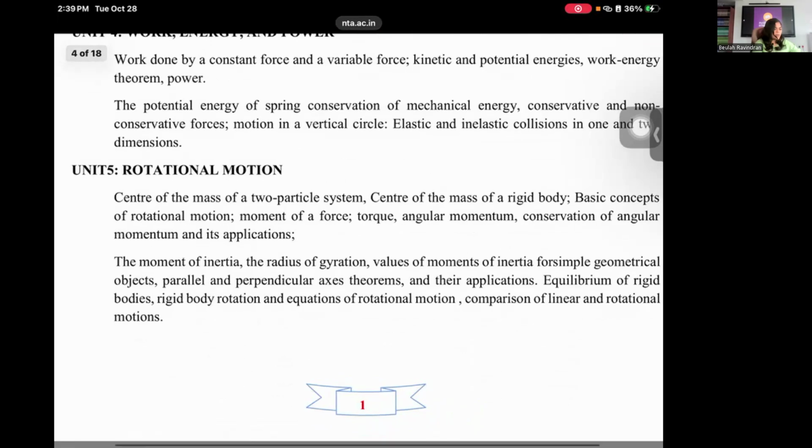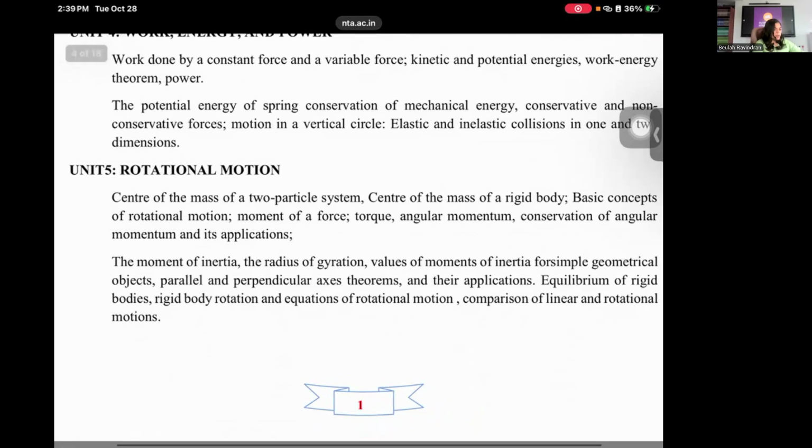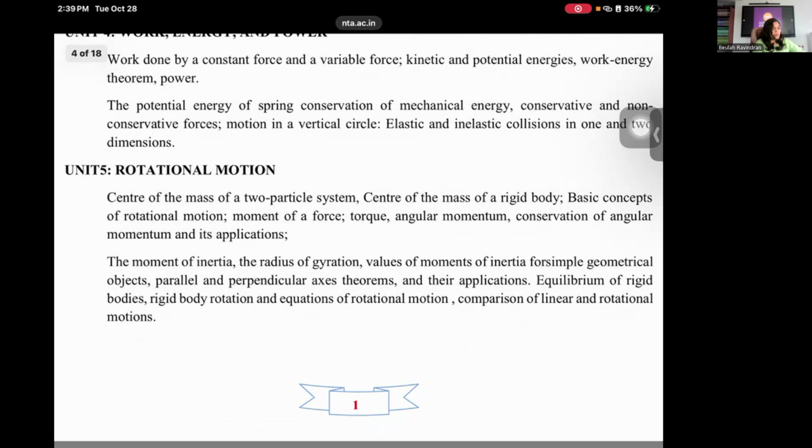So here also the center of mass of the two-particle system, rigid body, then basic concepts of rotational motion, moment of a force, torque, angular momentum, conservation of angular momentum, and its applications. Everything is there. The moment of inertia, radius of gyration, values of moment of inertia for simple geometrical objects, parallel and perpendicular axis theorems, and their applications. Everything is there. Then equilibrium of rigid bodies, rigid body rotation, equations of rotational motion are also there. Then comparison of linear and rotational motions.